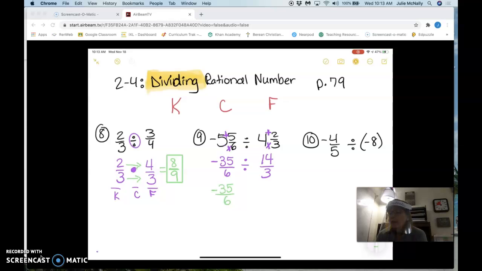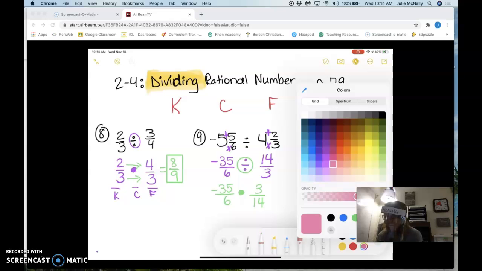And then I change what? The sign. Good. Change that division sign to multiplication. And then what do I flip? 3 over 14. So flip the second fraction, it becomes 3 over 14.